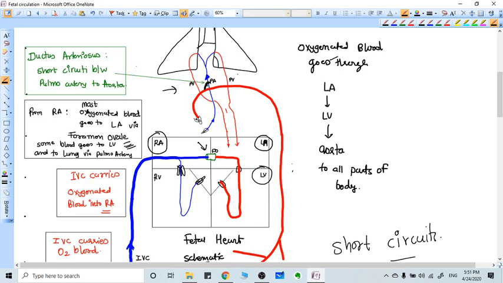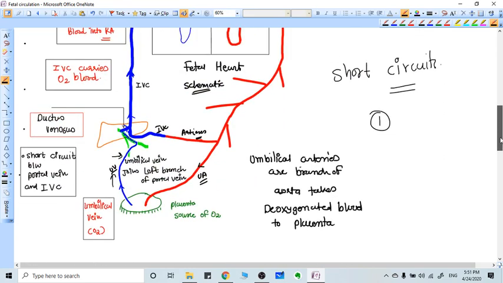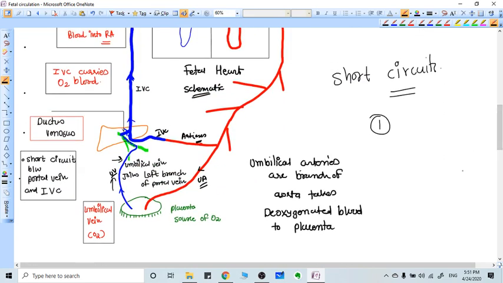Though a very small amount of oxygenated blood was going to the lungs, even from that part most of the blood goes directly into the aorta rather than into the lungs. And from the aorta, oxygenated blood is supplied to every organ and cell of the fetus. One branch of the aorta is the umbilical artery. Actually, there are two of them. Two umbilical arteries go to the placenta, and these arteries carry deoxygenated blood. Are you getting my point?